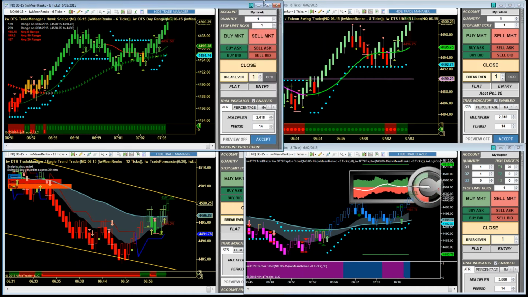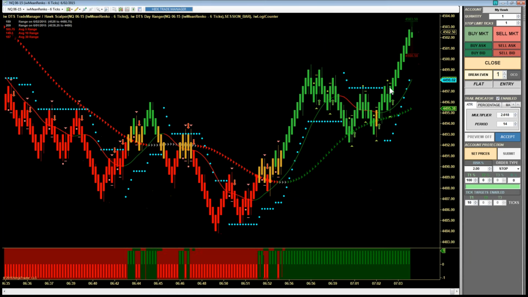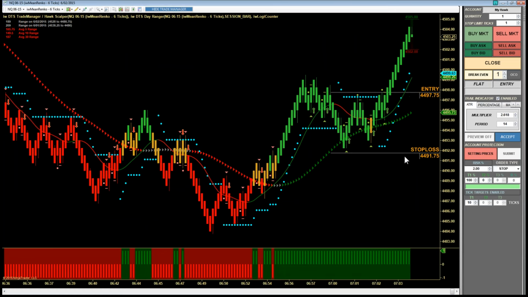Okay, we just had a couple signals trip here. We had a first micro macro cross signal here on the Hawk, and I know you're looking at this saying, Eric, that's not a first micro macro cross. The micro line and macro line never crossed over. Well, close enough.